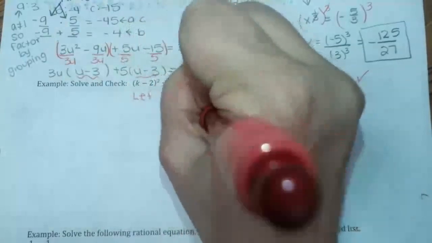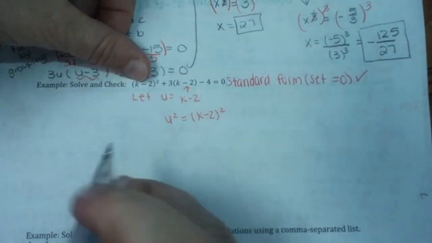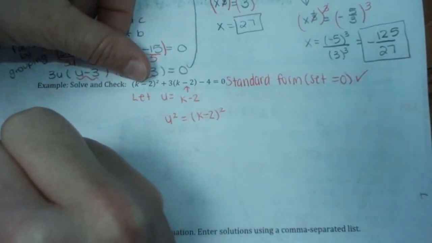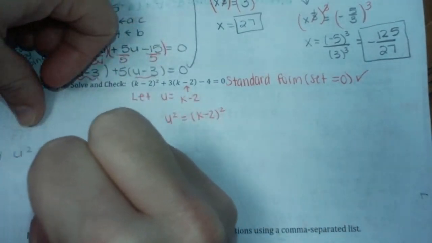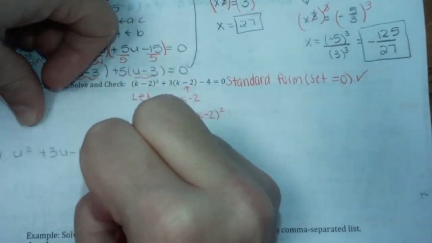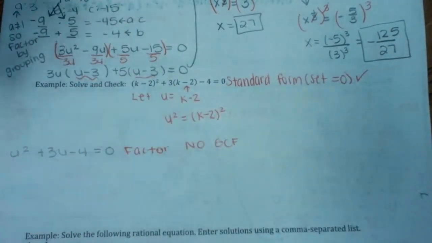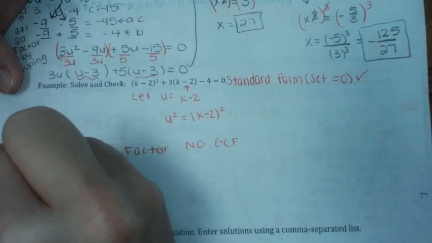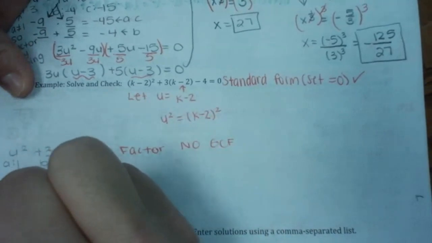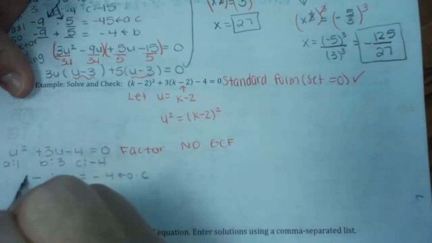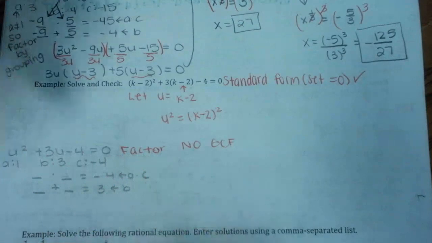That way u squared would be k minus 2 squared, which is that first variable. So k minus 2 squared is going to be our u squared, so u squared plus 3 times k minus 2, which is u, minus 4 equals 0. So now we can factor it like normal. There is no GCF. Our a value in front of u squared is positive 1. Our b value in front of u is positive 3. Our c value out by itself is negative 4. We're looking for two numbers that multiply together to give us a times c. So 1 times negative 4, which is negative 4. And the same two numbers add together to give me b, which is positive 3.